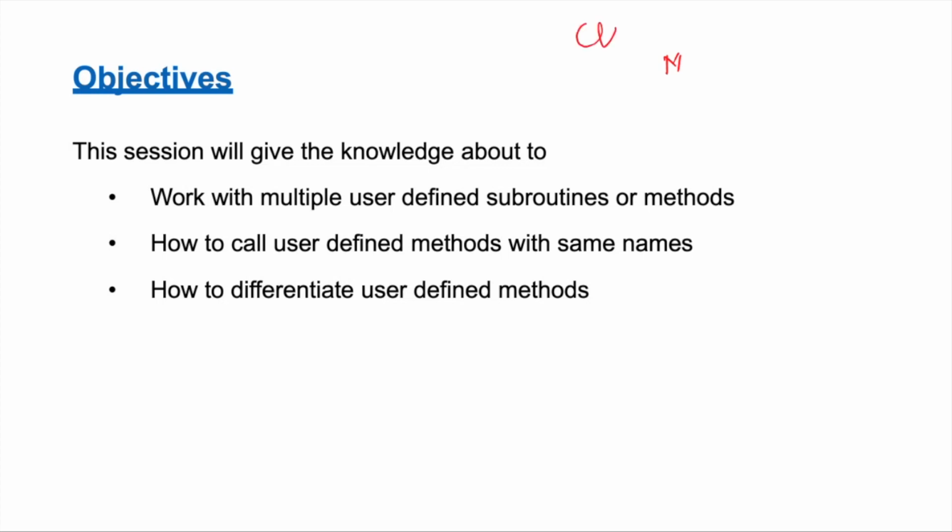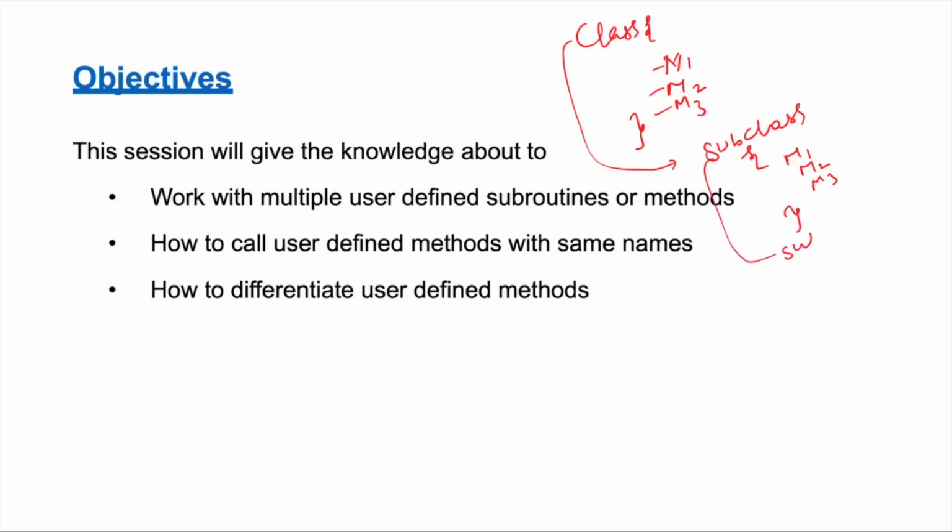A class may have more than one method, like M1, M2, M3. So many methods can be there in a class. Now the problem here is, for example, this class may also have a subclass. Again, in this subclass I may have methods. Again, this class may have another subclass, because we are using inheritance, right? So again, I may have methods here, M1, M2, M3.